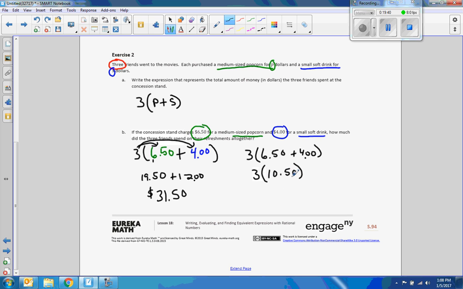3 times 0 is 0. 3 times 5 is 15. Carry the 1. 3 times 0 is 0, plus 1 is 1. 3 times 1 is 3. And don't forget your decimal. And as you can see, they are the same answer regardless of the format we use.